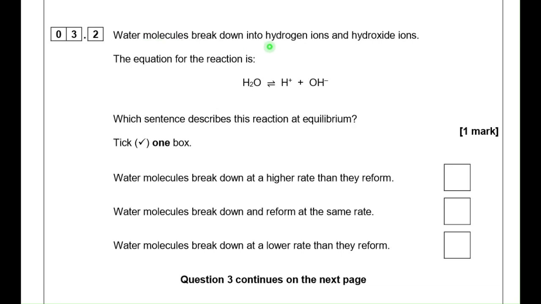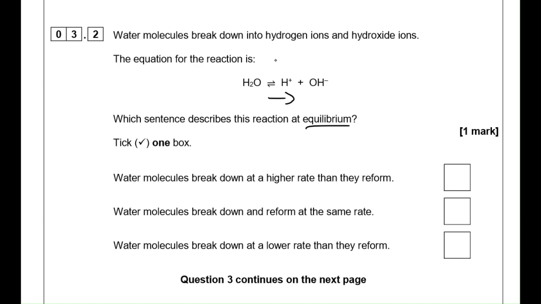3.2. Water molecules break down into hydrogen ions and hydroxide ions. The equation for the reaction is, which sentence describes this reaction at equilibrium? Tick 1 box for 1 mark. Water molecules break down at a higher rate than they reform. Water molecules break down and reform at the same rate. Water molecules break down at a lower rate than they reform.